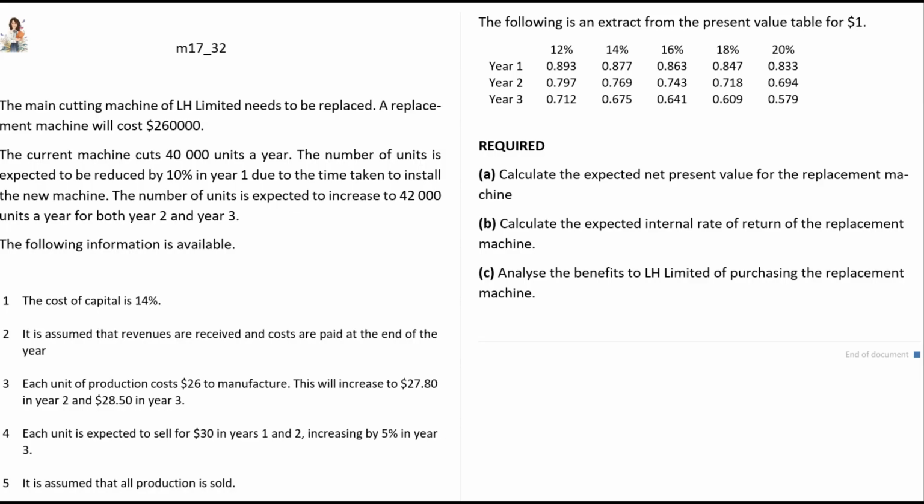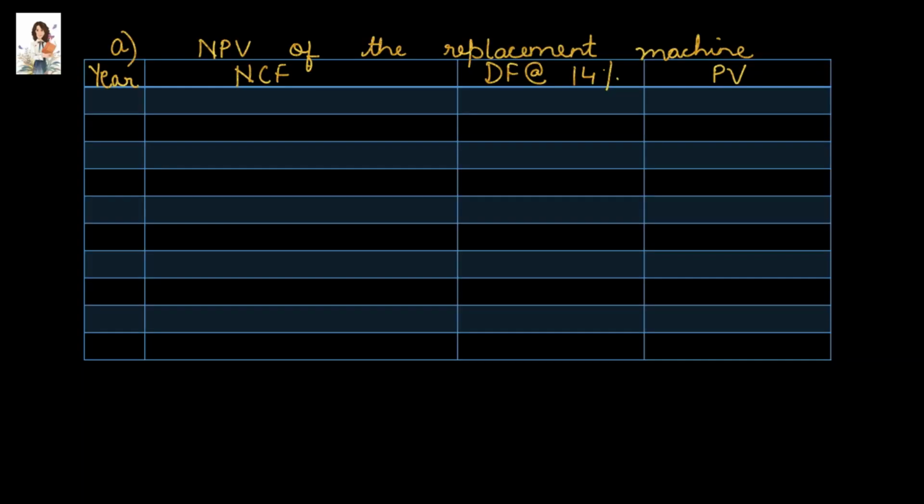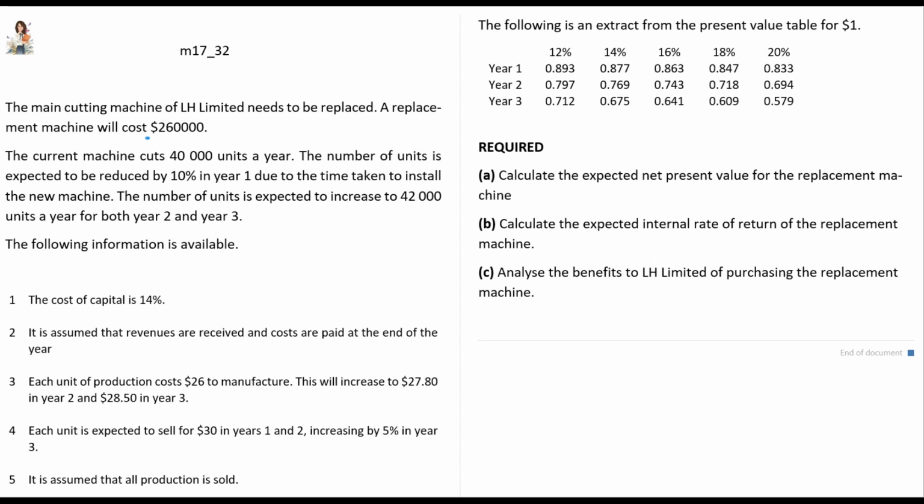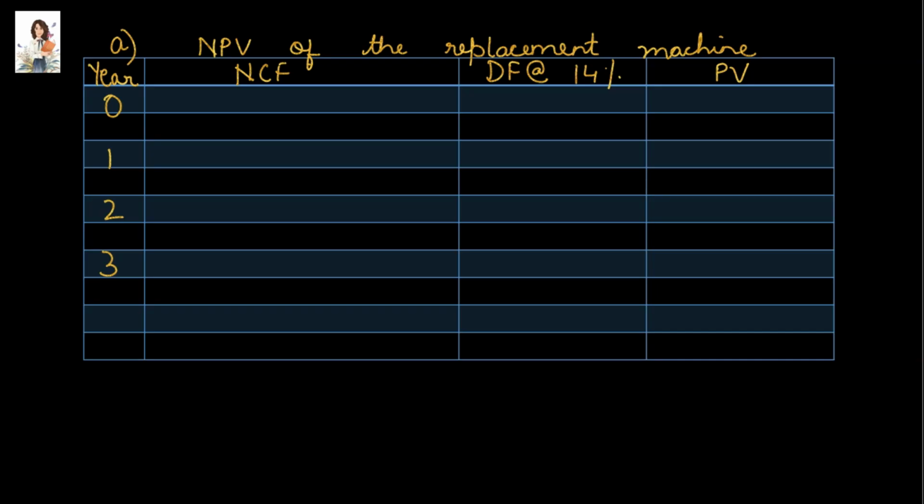We have been told that the useful life of the machine is 3 years. So we'll start the year column with year 0 and then write years 1, 2 and 3. Year 0 is the date of making the investment. The replacement machine will cost $260,000. Therefore, for year 0, the net cash flow will be $260,000 outflow. It is a negative figure, so we will put it in brackets.